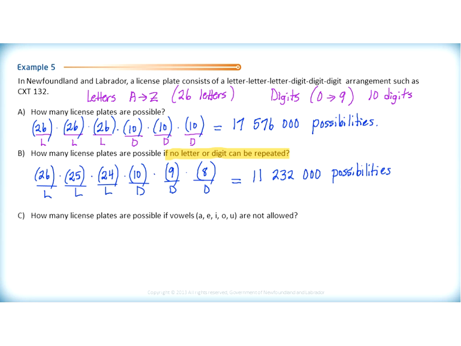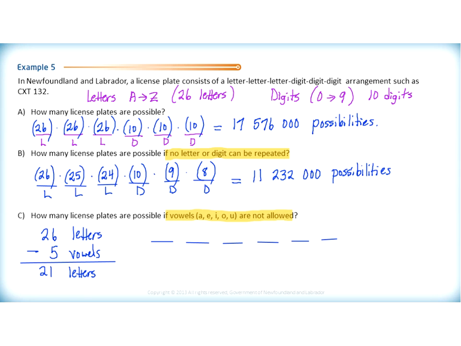So now we have another condition that must be met. The vowels are not allowed. When you consider the total number of letters, we have 26 letters, but then we have to subtract the 5 vowels. That leaves us with 21 letters from which we can choose. So again, we can use the fundamental counting principle. There's our letter, letter, letter, digit, digit, digit arrangement. In the first case, we have 21 letters from which we can choose.